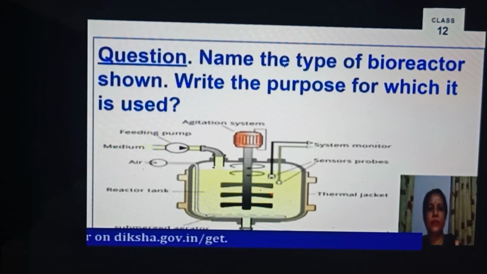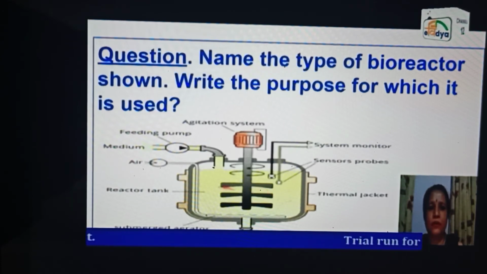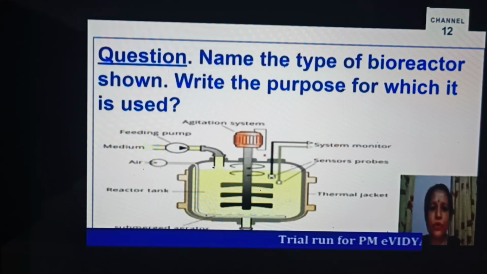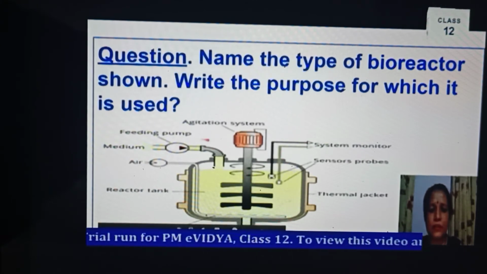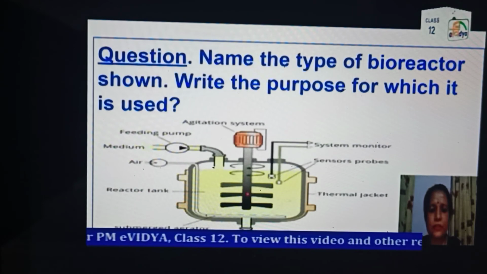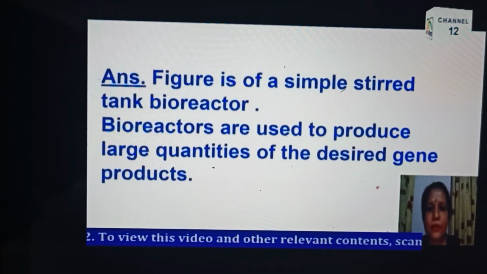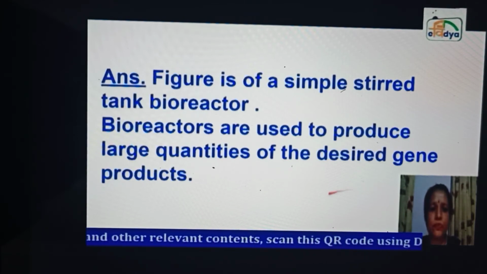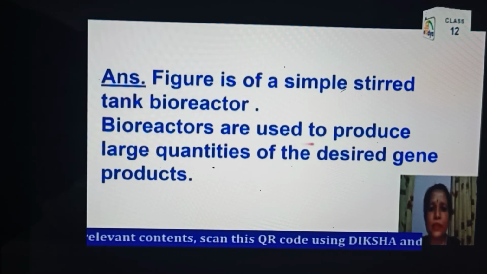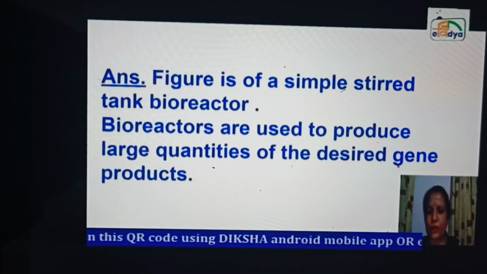Now, let us discuss the questions related to the topic. Name the type of bioreactor shown. Write the purpose for which it is used. Now, if you see the diagram, you will see there is this agitator system with blades. So, it is a type of simple stirred tank bioreactor. So, what is the purpose of the bioreactors? Bioreactors are used to produce large quantities of the desired gene products.